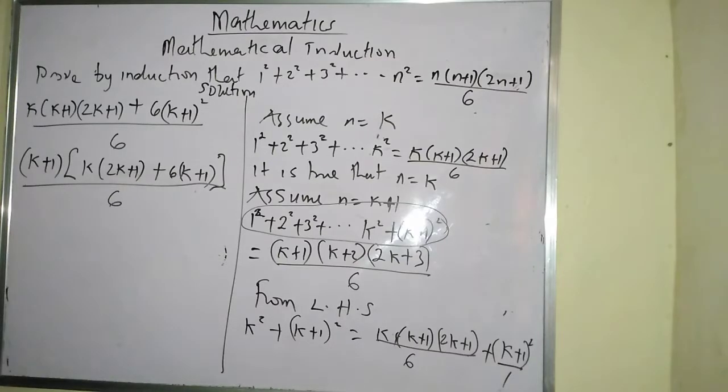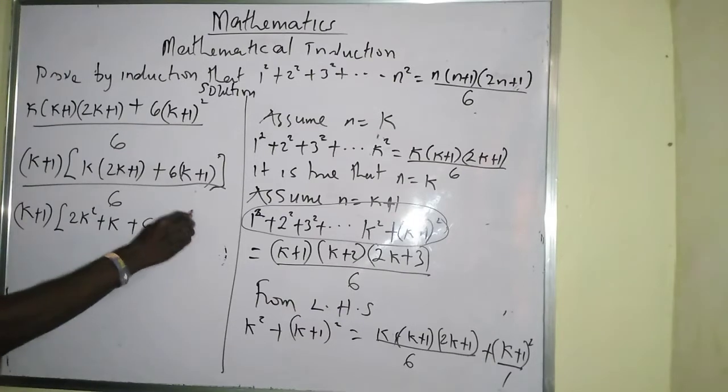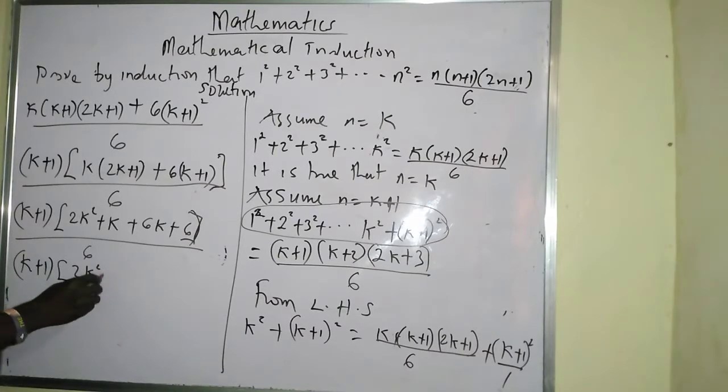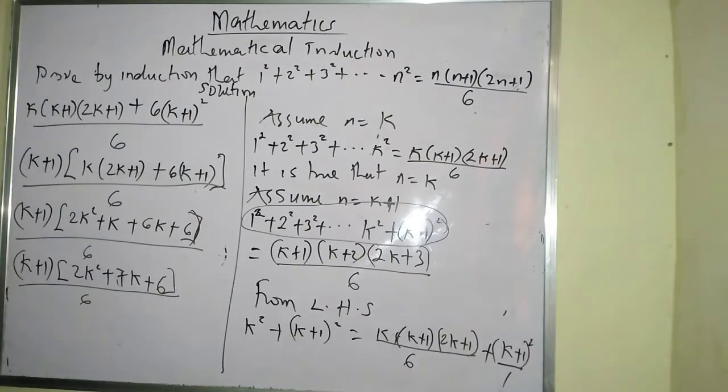Now, if I should factorize, is there anything I can also factor out here? Let me just do a bit of expansion. Now, at this point, I can expand 2k squared plus k plus 6k plus 6, divided by 6. This one will be k plus 1 bracket of 2k squared plus 7k plus 6, divided by 6. Now, if I factorize this, I can have k plus 1. Now, this and this is 12. What can I multiply to get 12 and add to get 7? Which is going to be 3 and 4.